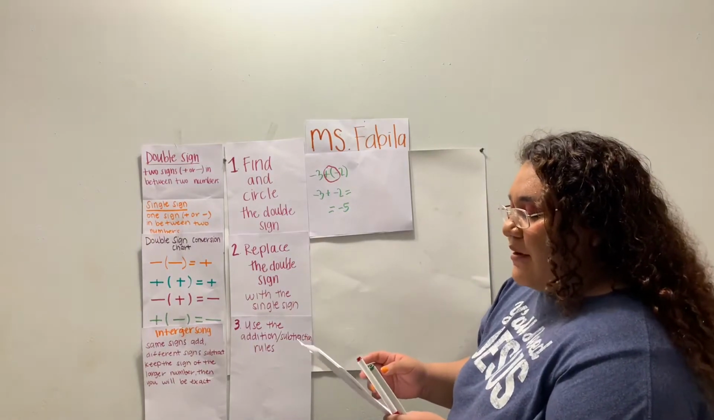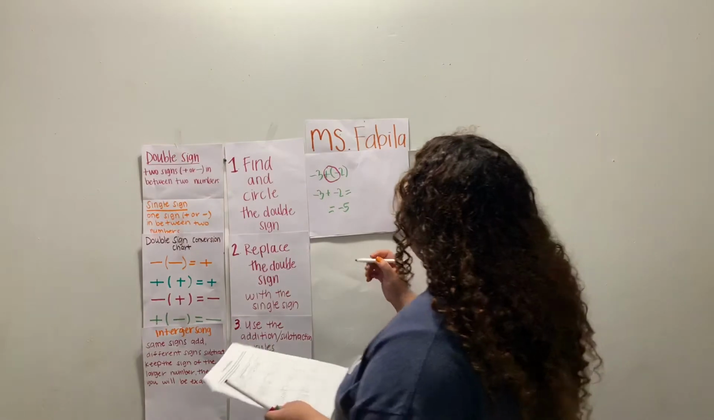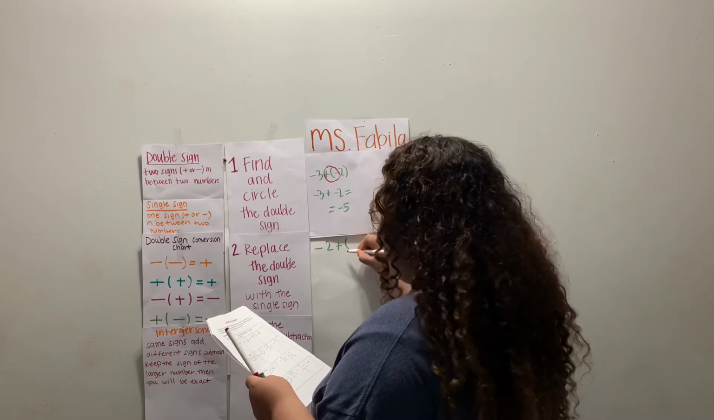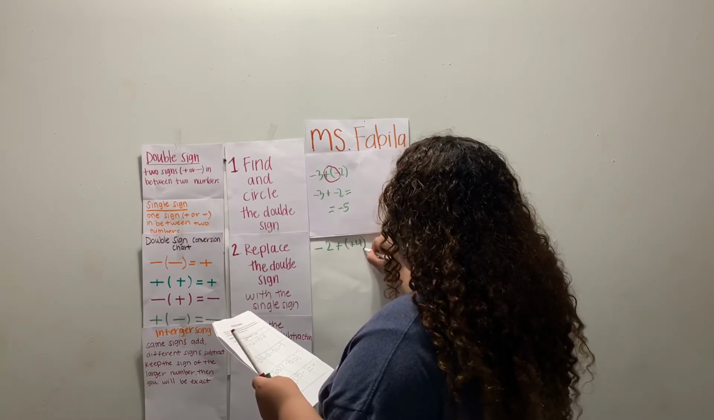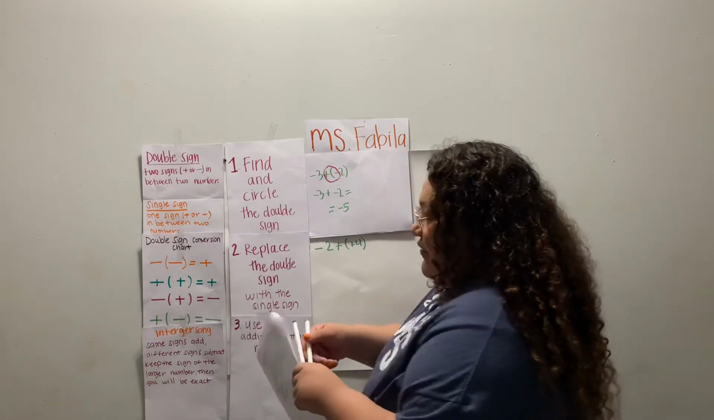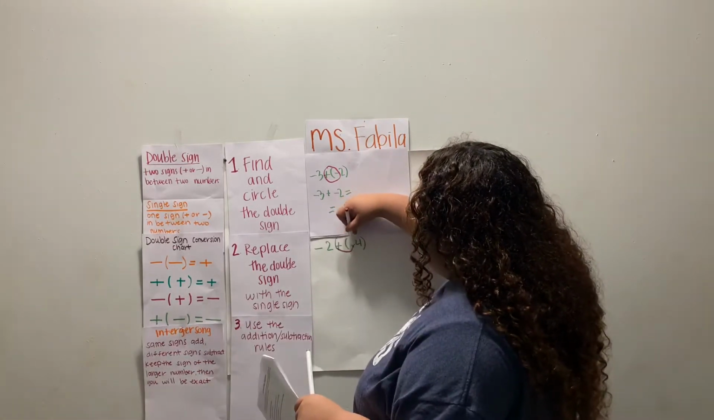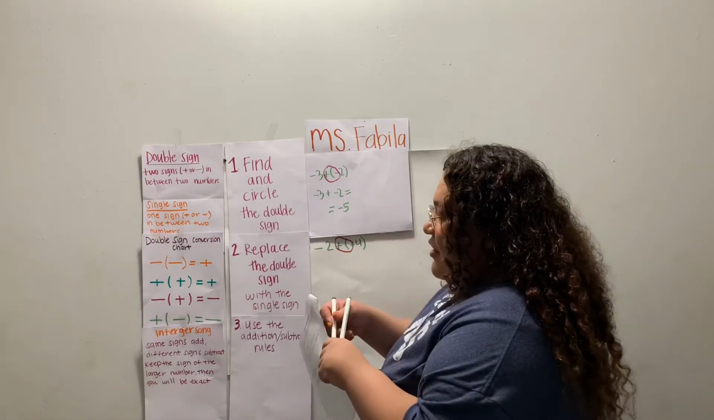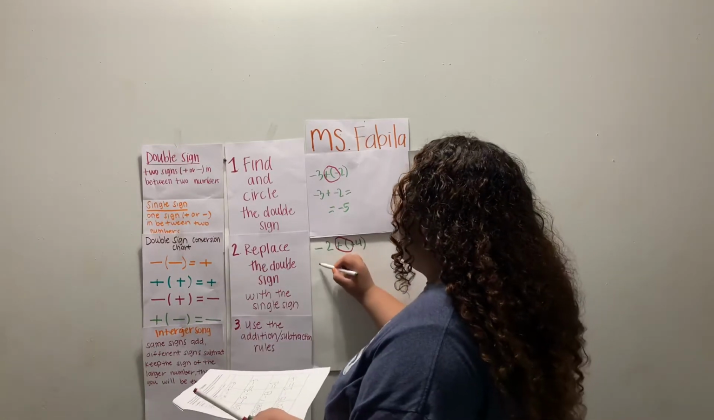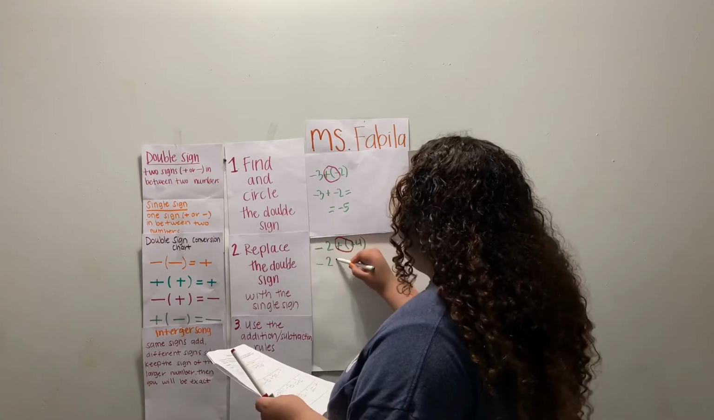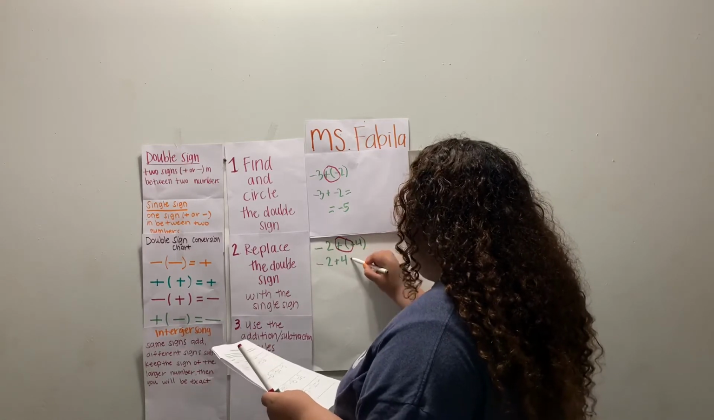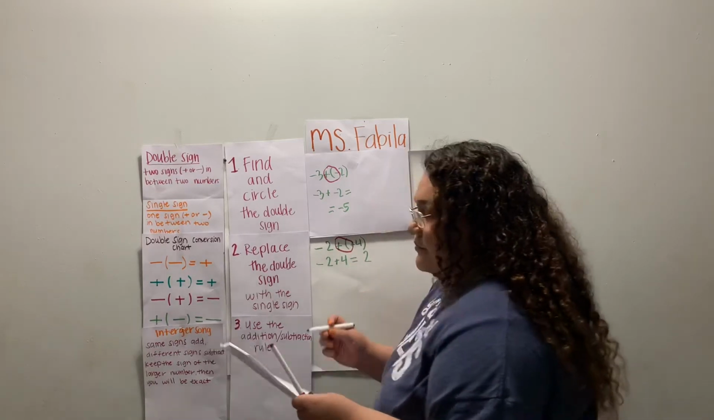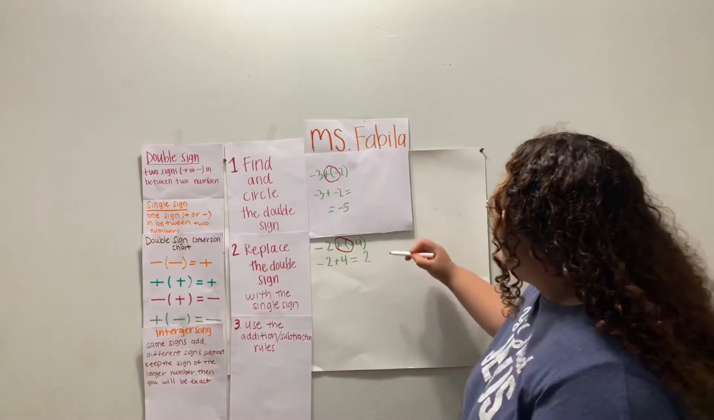So the first sample problem that we will be doing is -2 plus parentheses plus 4, and then we close the parentheses. And what do we have to do first? Circle the double sign. And that is a positive and a positive. And a positive and a positive gives us a positive, remember? So when we write it down, it's going to have a positive in between. It's going to be -2 plus 4. And we have to solve for that. And the answer is 2. So this was problem number 1.